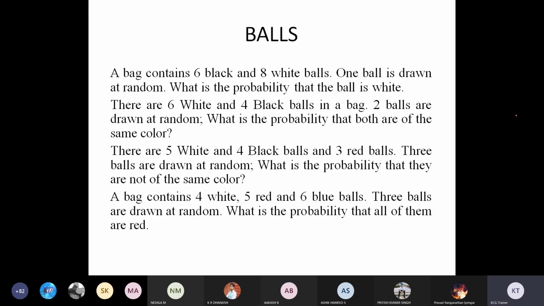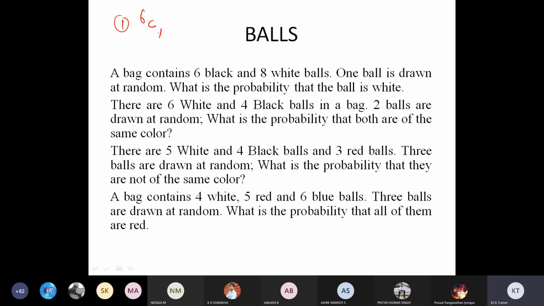A bag contains 6 black and 8 white balls. One ball is drawn at random. What is the probability the ball is white? Now don't consider this question as probability. You solve the problem as PNC. There are 2 categories of ball, 6 black and 8 white. We have to pick one ball, and it has to be white only. How many white balls are there? We have 8 white balls. From that we pick one. So this is permutation combination.